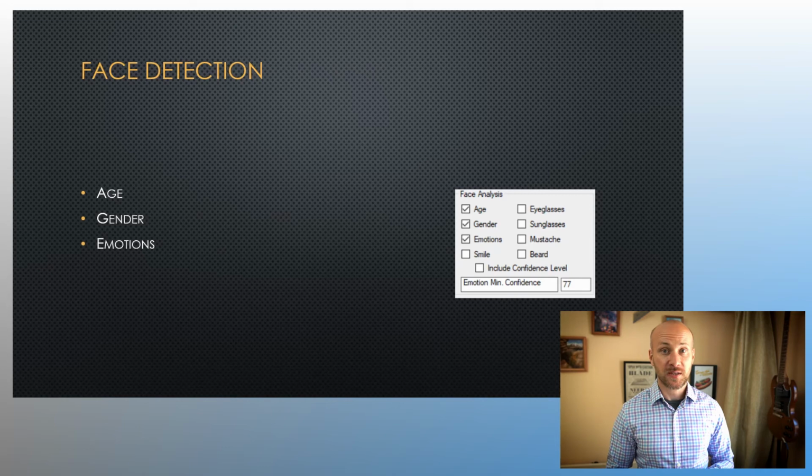Then we have face detection. So this deals with people and faces, of course. The categories that I found most useful are age, gender, and emotions. So you know how old the person is, or the range of the age, what gender, and if they're happy, sad, and so on. There are other things you can do, like know if you have sunglasses on, or mustache, or if somebody's smiling. I'm not sure if those are as useful as the 3 that I just mentioned.